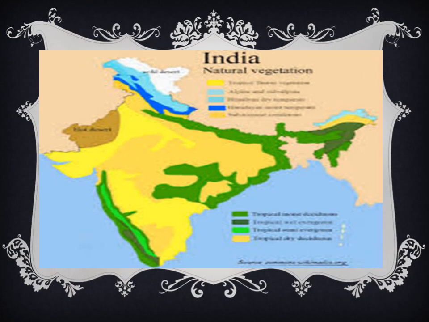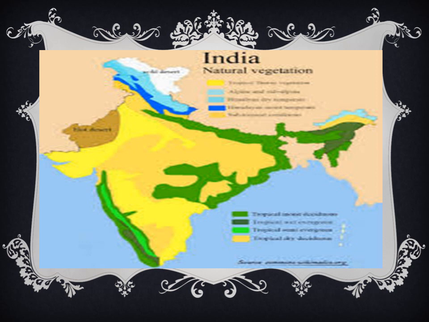Major types of vegetation. So you see that this is the natural vegetation of India. In the Thar desert, their vegetation will be different, yes or no? And in Jammu Kashmir the temperature is very low, so only some types of trees can grow in that region.